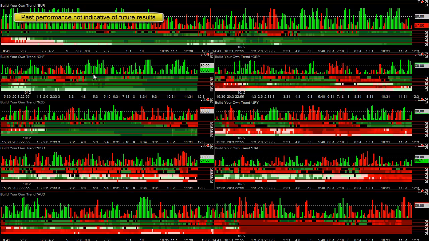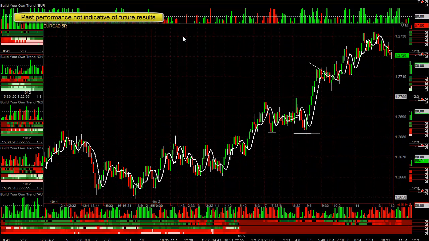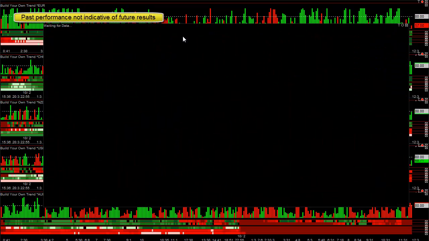So let's look at some of the other strong ones. Swiss, strong on all time frames. The Australian, you saw, was very weak. The Australian is on top of that particular pair, so we're looking to sell the Australian and Swiss. Let's bring this up.